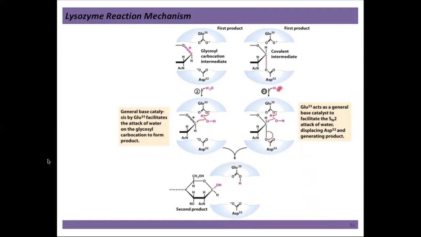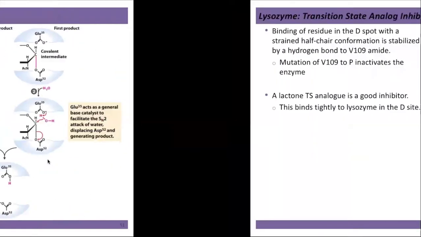Or in the other case, we have this aspartate, and so now that could serve as the leaving group. Same thing, the glutamate is going to deprotonate water, and then the oxygen is going to come in and attack and kick out that aspartate. And so essentially in this case, we're kicking out the enzyme as the leaving group. Ultimately, we get to the same place. We get back to our protonated glutamic acid and our unprotonated aspartate, and we have cleaved our carbohydrate there.